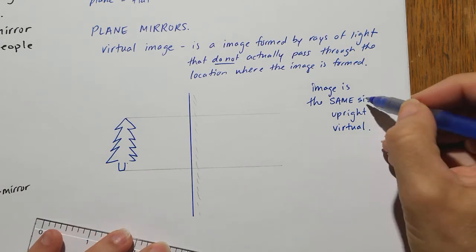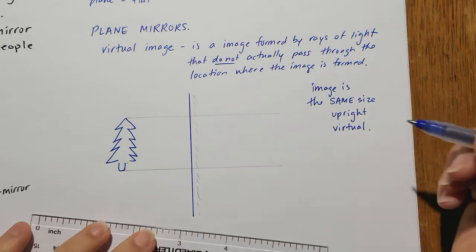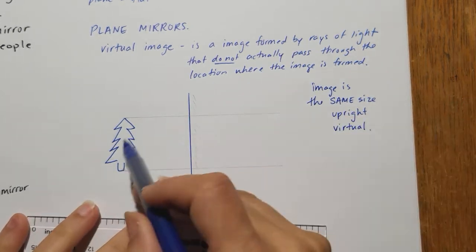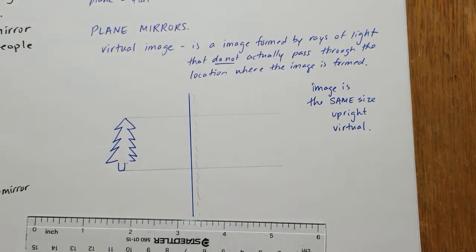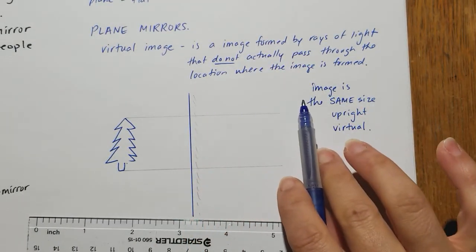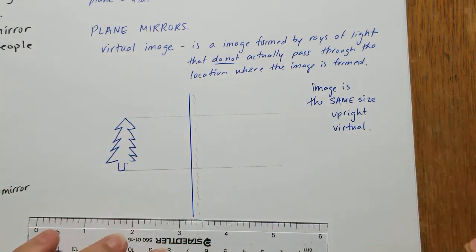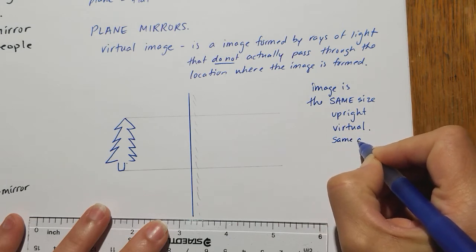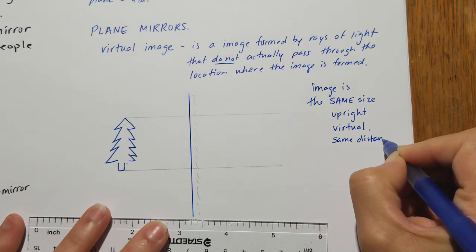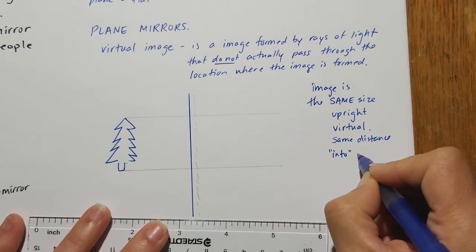Same size has to do with magnification, and we'll explain this. And it's the same distance into the mirror. If you walk back from a mirror, it appears that your image is getting further away from you, and if you walk closer, then it's closer. So they're exactly the same distance. I'm going to say "into" and put quotes around it.